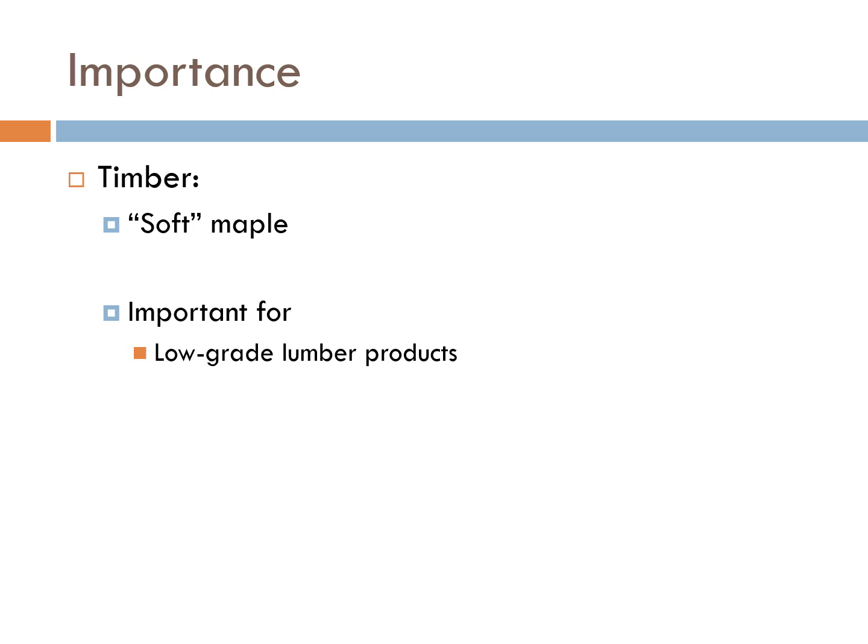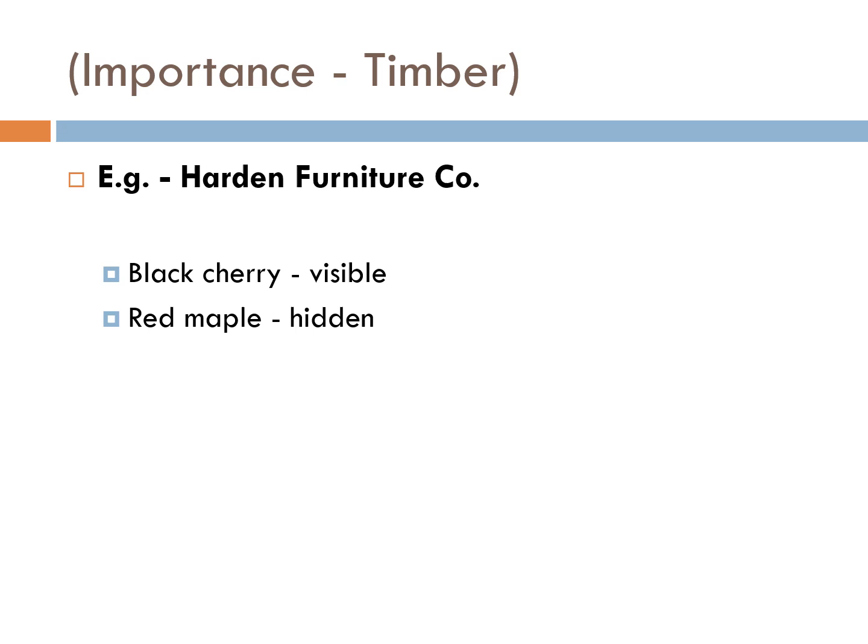But so we use soft maple, red maple, for low-grade timber products. For example, we might use black cherry, which is a highly desirable wood, as the visible part of a table or cabinets, and then red maple are the hidden pieces, the sides of the drawer, the back of the piece of furniture. And so red maple is still used, but it's just not as desired, it's not as pretty, it's not quite as durable.